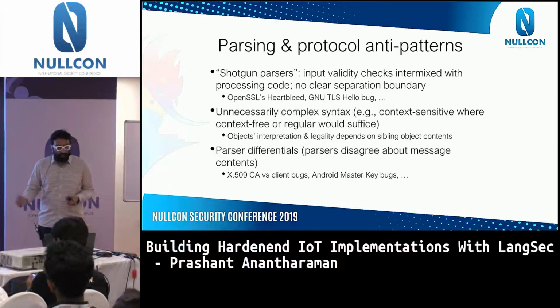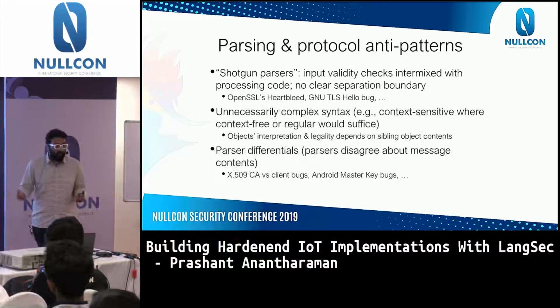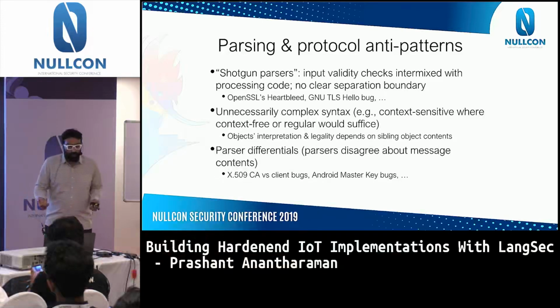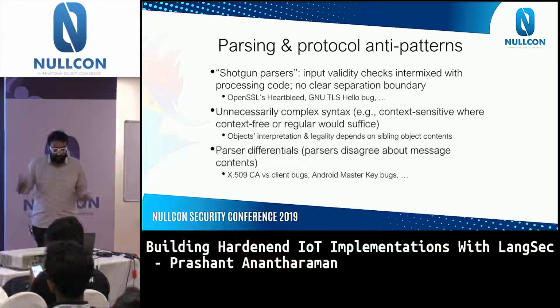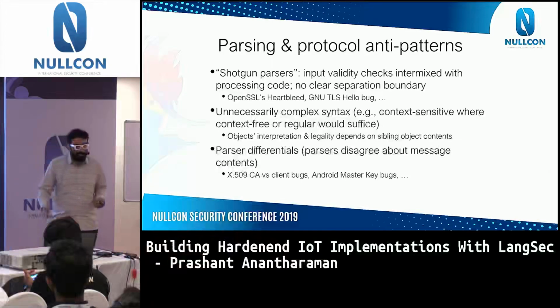Parser differentials are another anti-pattern, where you have two parsers, let's say a client and a server, that implement the exact same protocol. You want to make sure that the client and the server have the exact same parser, and you can prove that they are equivalent. If you cannot, that is what led to the Android master key bug, where the C++ and the Java implementations, one of them was using a uint and one was using an int, and you really can't prove equivalence. Another example is PKI certificates, where the client interprets the certificate one way and the server interprets it another way. Those are examples of parser differentials, and that is one of the anti-patterns that we are addressing through LangSec.